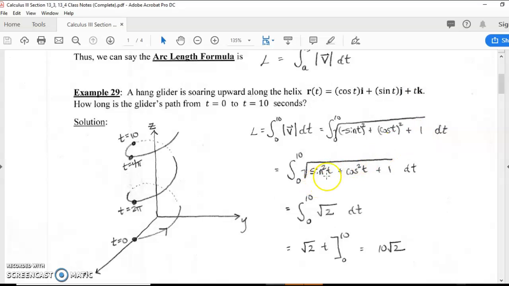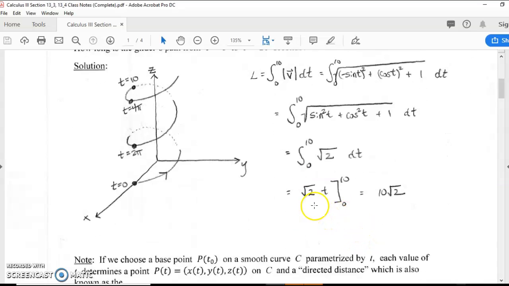So I get sine squared of t plus cosine squared of t plus 1. Fortunately, sine squared of t plus cosine squared of t is 1. So that's 1 plus 1, or 2. So the square root of 2 from 0 to 10 is very easy to evaluate. I get square root of 2 times 10 minus 0, when I evaluate this using the fundamental theorem. So it's just 10 square root of 2.